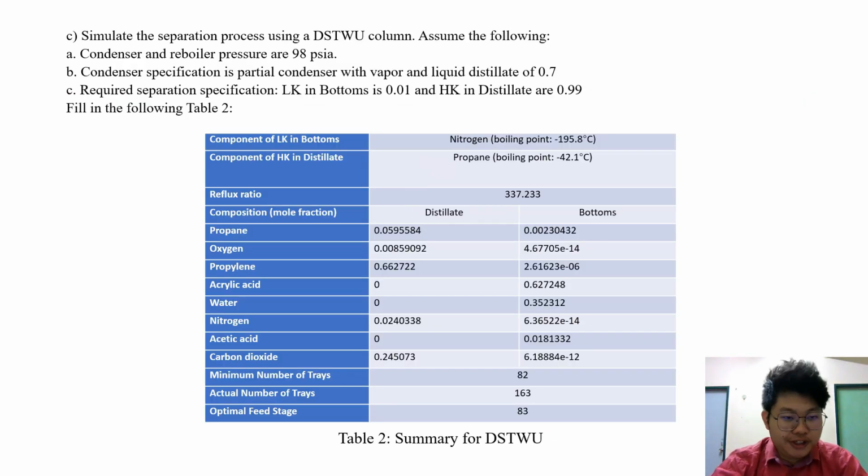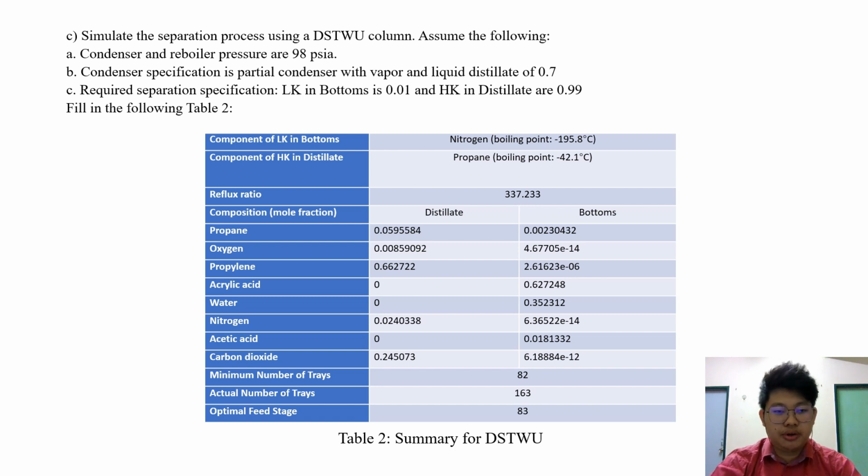Okay, now let's look at question C. Simulate the separation process using the DSTWU column. Assume the following. A. Condenser and reboiler pressure are 98 psia. B. Condenser specification is partial condenser with vapor and liquid distillate of 0.7. So both of these we will do as an input of the DSTWU column. C requires separation specification: LK in bottoms is 0.01 and HK in distillate is 0.99. So this is the specification we are going to look at.